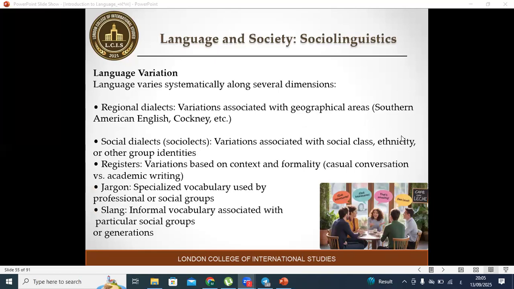Language variation. Language varies systematically along several dimensions. Regional dialects, variations associated with geographical areas, Southern American English, Cockney, etc. Social dialects, sociolects, variations associated with social class, ethnicity, or other group identities.